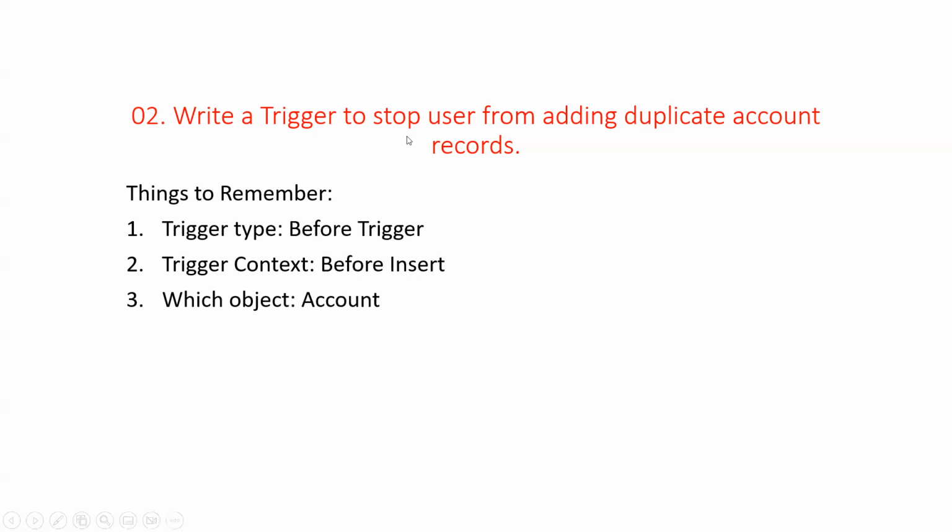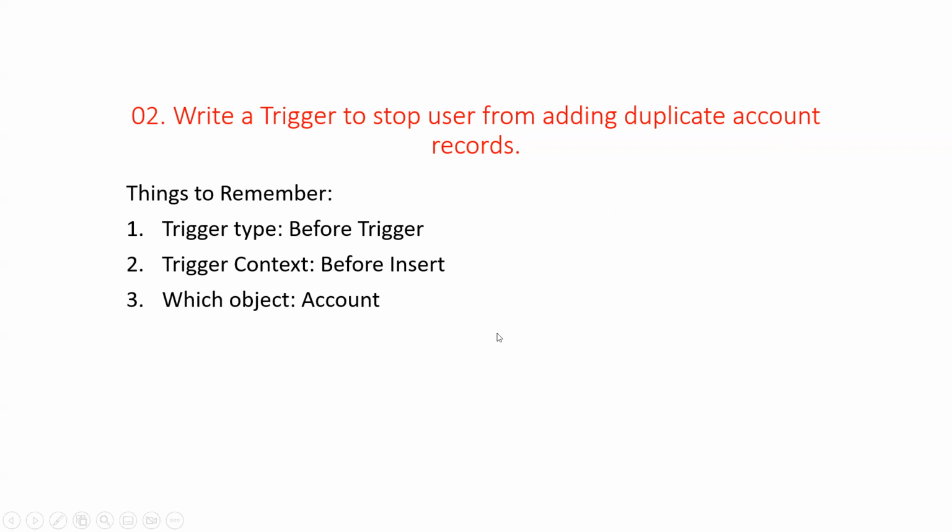So here is the answer for this trigger. We're going to write the before trigger because there should be a validation process before inserting the record in the account, since we are asked to stop the user from adding a duplicate account into the records. That means that record should already exist in the account object. That's the reason for stopping the user from inserting another same record. So the trigger is a before trigger, the trigger context is before insert, and the object we're writing on is account. That's so obvious.